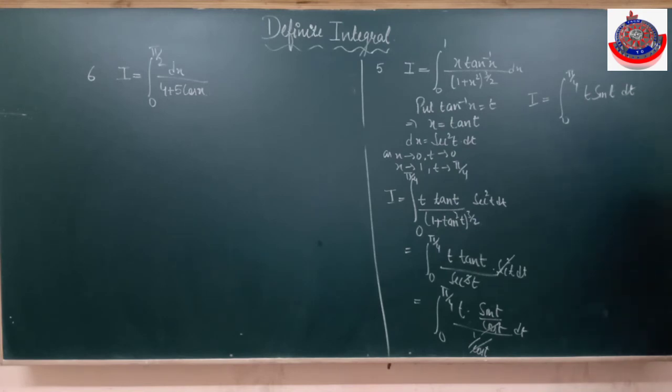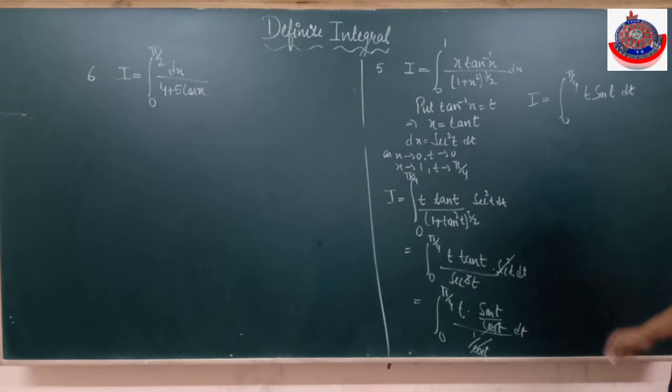Clear? So simplification is required, beta. Now how to go about it? By parts, you know that we have a word ILATE.